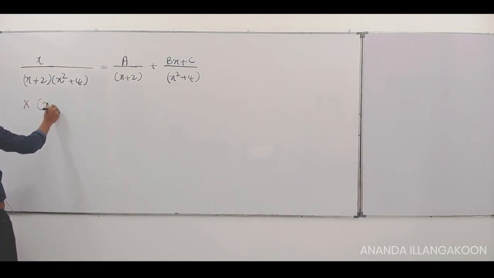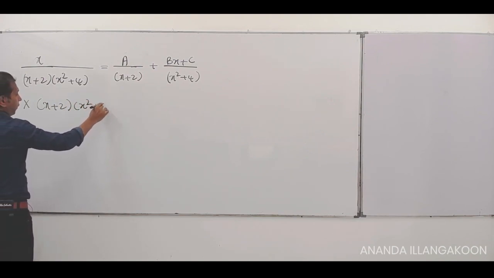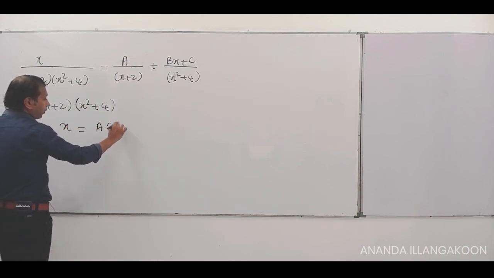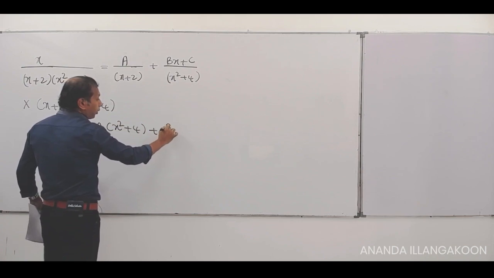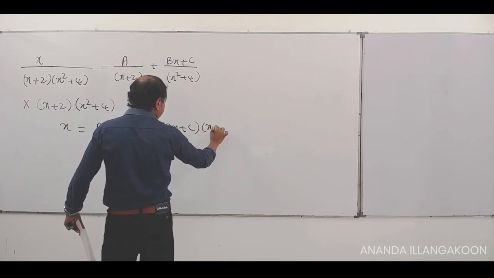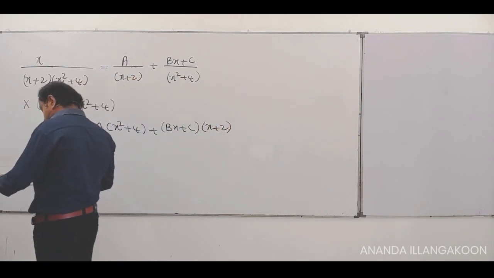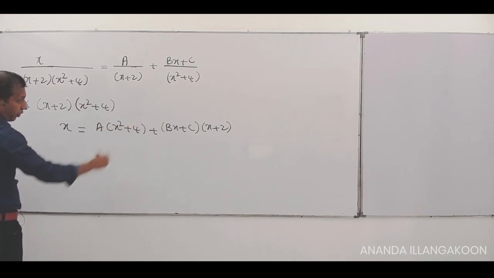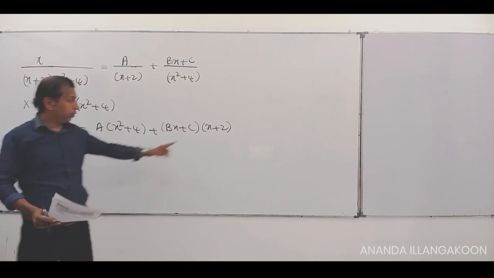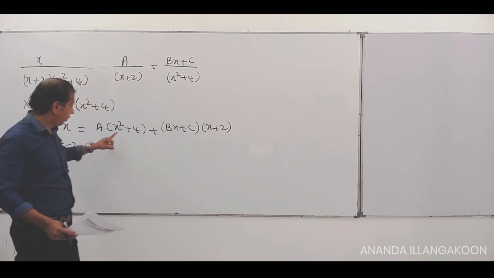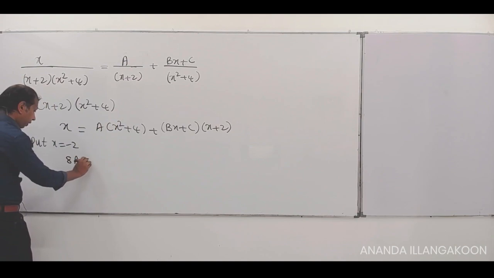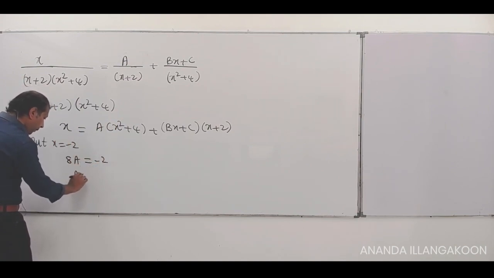Multiply this by (x plus 2)(x squared plus 4). Here we get x equals a times (x squared plus 4), plus (bx plus c) times (x plus 2). Put x equals minus 2. Then here minus 2 plus 2 is 0, the entire product will be 0. Minus 2 squared is 4, 4 plus 4 is 8, so 8a equals minus 2, a equals minus 1 over 4.